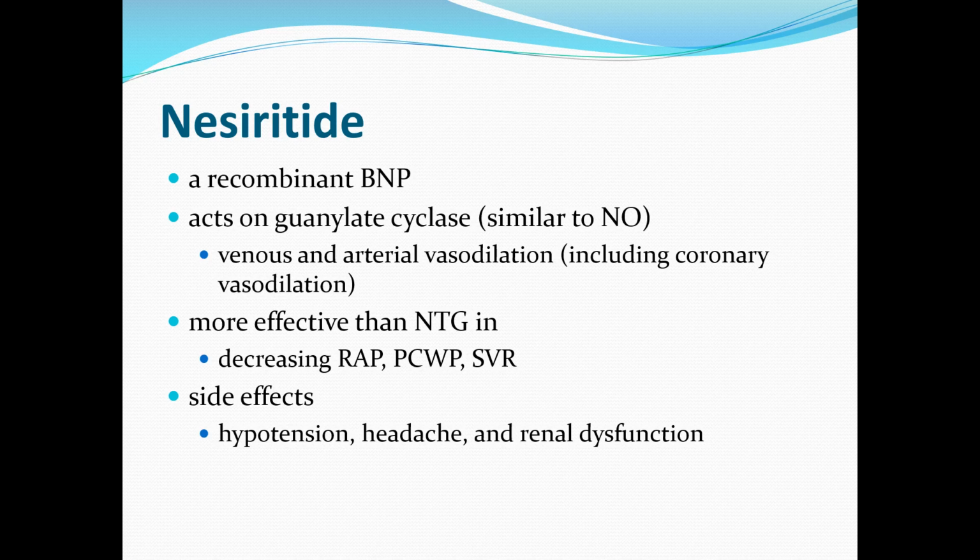Nesiritide is a recombinant form of a human B-type natriuretic peptide. I've never used it. It acts on guanylate cyclase the same way as nitric oxide does, and it primarily results in venous and arterial vasodilation, and this includes the coronary vasodilation. It's more effective than nitro in decreasing the right atrial pressure, pulmonary capillary wedge pressure, systemic vascular resistance, and ultimately improving the cardiac output. The possible side effects include hypotension, headache, and renal dysfunction.